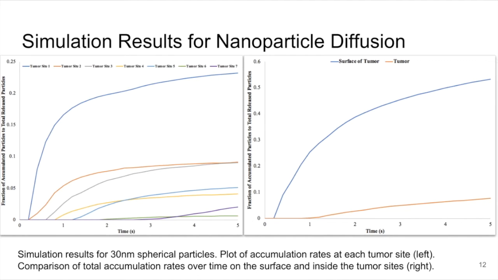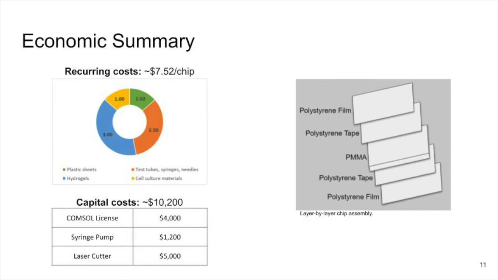Moving on to the economic summary, the recurring costs are about $7.52 per chip, with $1 of that making up the plastic sheeting for the chip itself, as you can see on the right, and the remainder used to purchase hydrogels and cell culture materials. The capital costs are about $10,200, which buys a COMSOL license, a syringe pump, and a laser cutter.